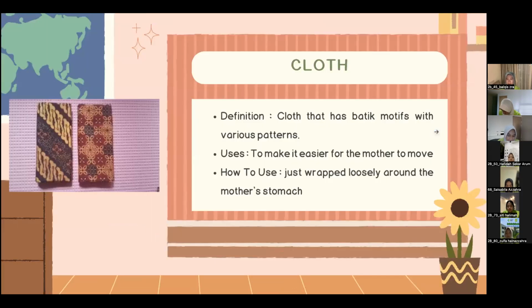Cloth. Definition: cloth that has a batik motif with various patterns. Uses: to make it easier for the mother to move. How to use: just wrap it loosely around the mother's stomach.